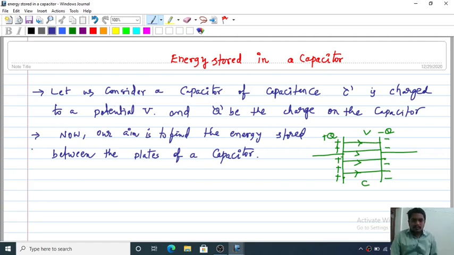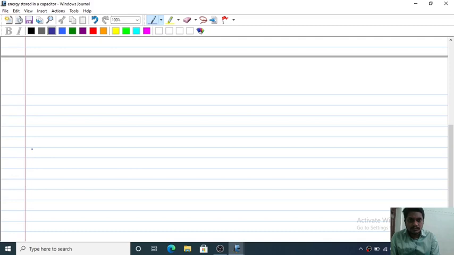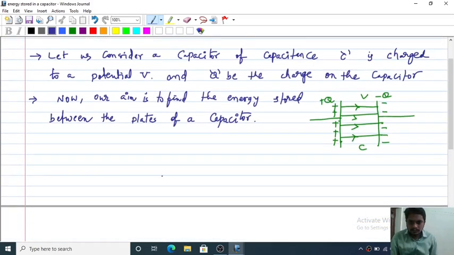Now initially these two plates of a capacitor are uncharged. There is no charge on the capacitor. So I'm gradually adding charges on the capacitor by connecting it to a battery. For example, if you connect it to a battery, with a positive terminal and a negative terminal, positive charge will appear here and negative charge will appear here.